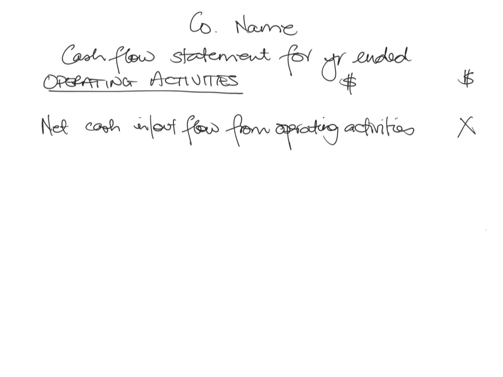Okay, so we're going to look at the investing section of the cash flow now. We have learned how to do the operating activity section. That is what we did yesterday. So we're going to look at now the next section, which will be investing activities.